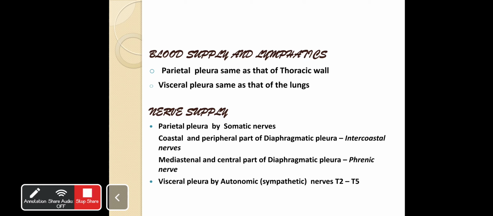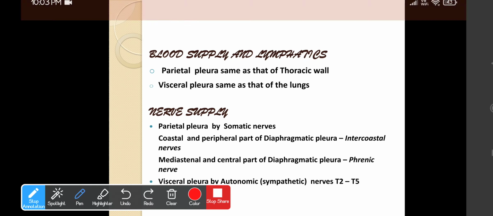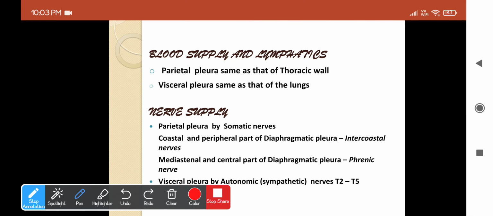So, going for the blood supply and lymphatics. The parietal pleura will receive the same structures as that of the thoracic wall. As we saw, the parietal pleura is the one which is lining the pulmonary cavity and the thoracic wall completely, and the visceral pleura is the one which is completely enclosing the lung surface. So the parietal pleura will receive its blood supply and lymphatics same as that of the thoracic wall, and the visceral pleura will get the structures same as of the lung tissue.